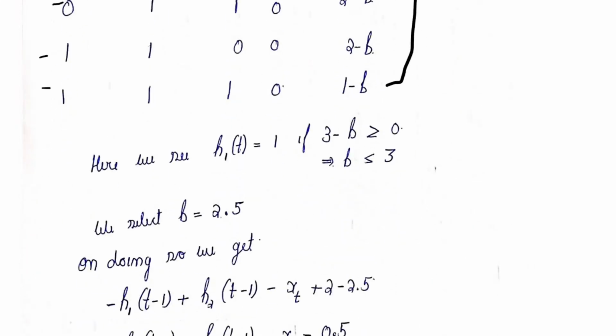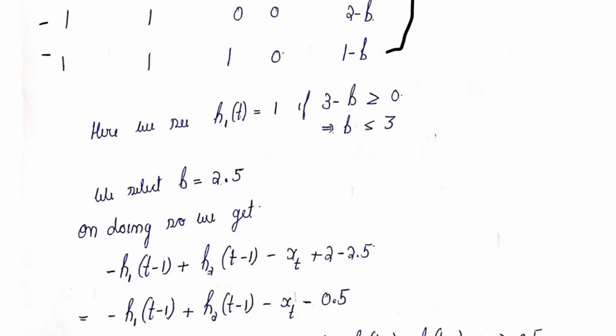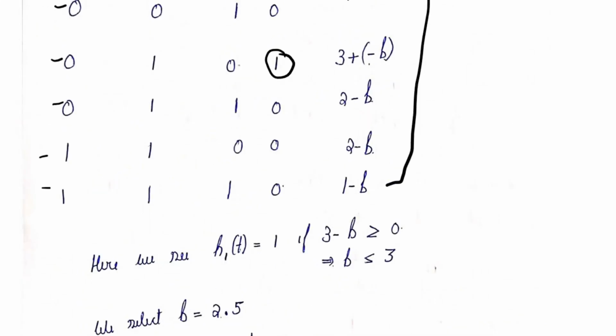On doing so, we get the entire activation function, or I should say the step activation function, looking like this. We have minus h1t minus 1 plus h2t minus 1 minus xt. 2 was there previously. I add minus 2.5 to it. And then on solving further, we get the value as this. Now we can say that h1t will be 1 if the entire term is above 0.5 and 0 otherwise. So this is just an enhancement of the step activation function usage, which we have done previously in the ANN video playlist. I just use the concept over here, but I used it for a different purpose to tune the parameter b.